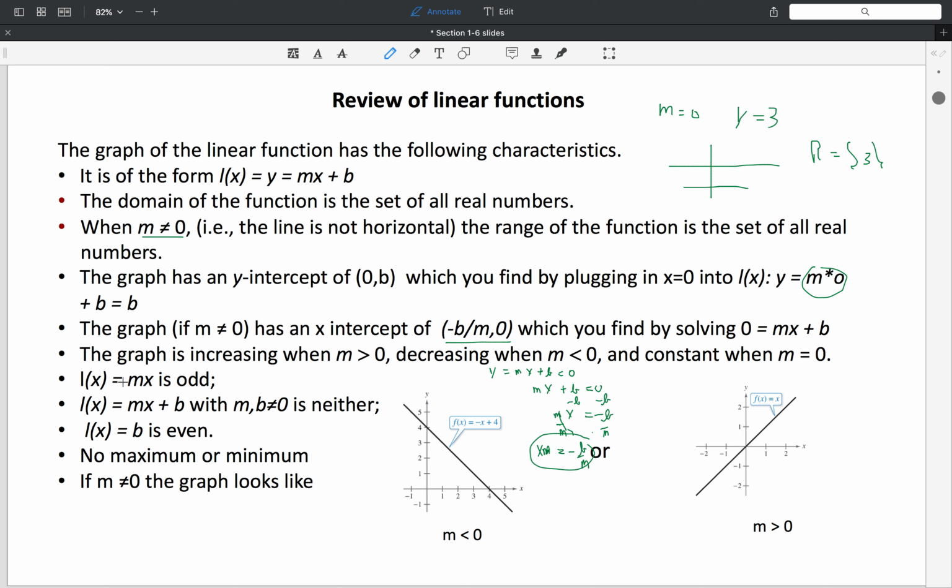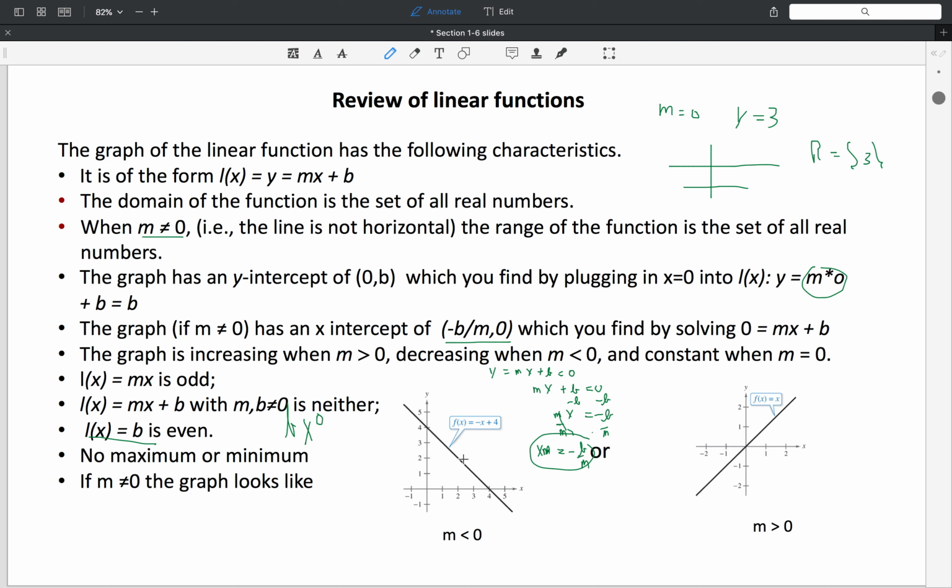Okay. If there's no b term, so L of x is equal to mx, that's an odd function because the exponent is odd, just 1. If L of x is equal to mx plus b, where neither the slope nor b are 0, it's neither even nor odd. This line here is an even function, and one way to see that is that, remember, when you have a constant, it's really a constant times x to the 0. 0 is an even number, so that's why that's an even function.